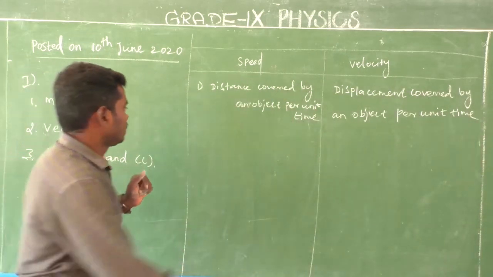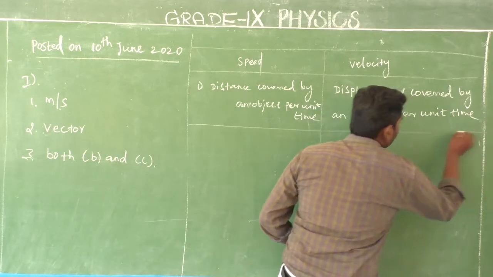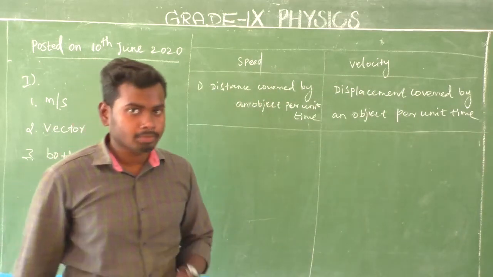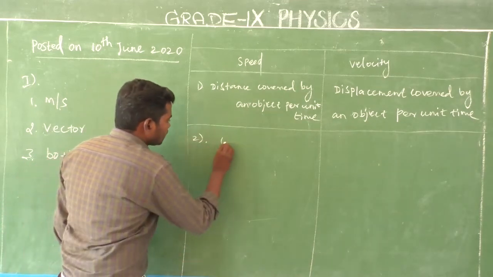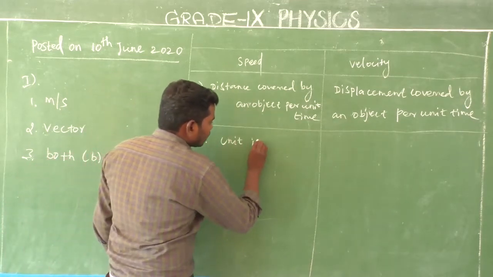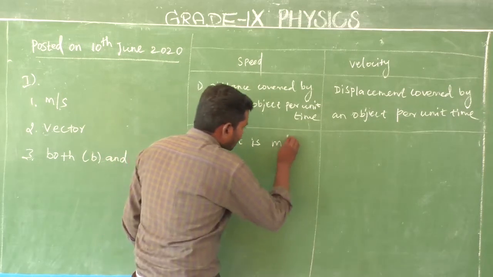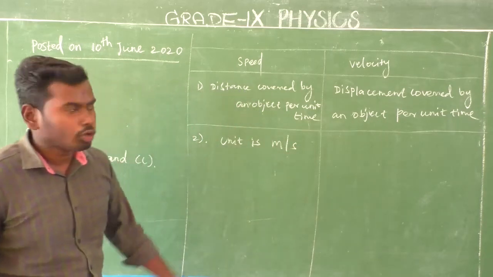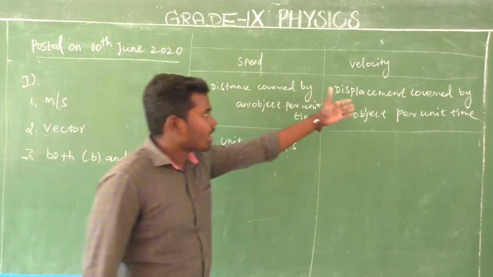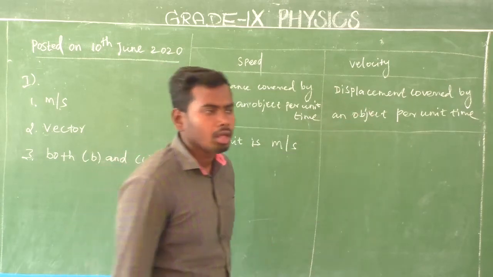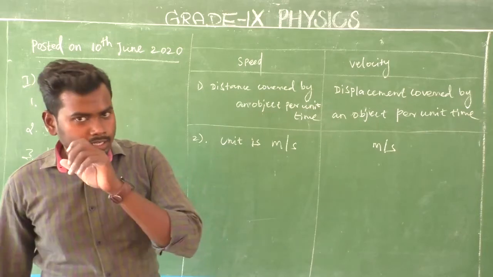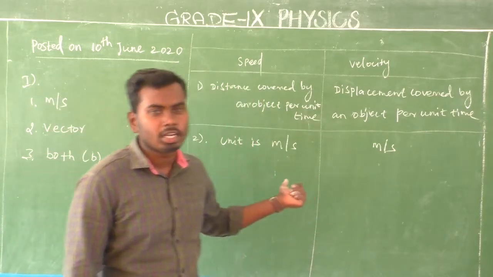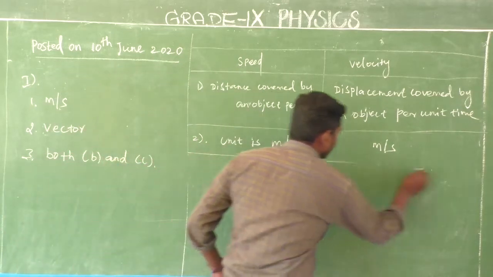That is the first point. Second point, that is unit. What is the unit of speed? The unit of speed is meter per second. Whereas what is the unit of velocity? That is also meter per second. Okay, so both speed and velocity have the same unit, that is meter per second. Is it clear? So this is the second one.